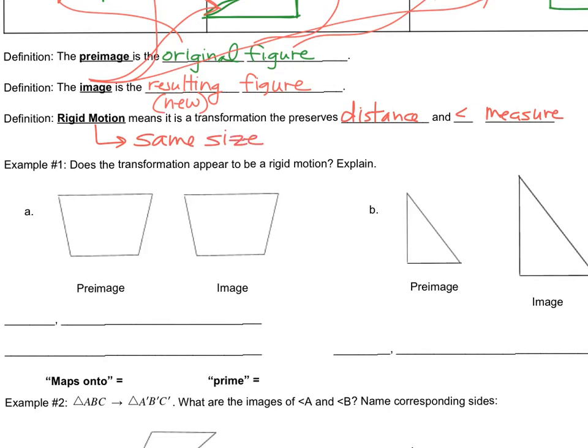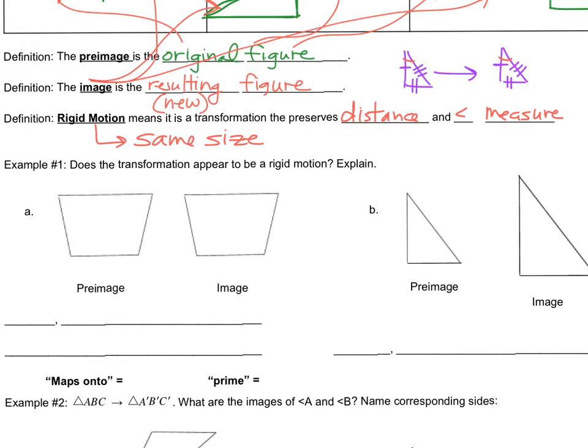So for instance, if I'm saying I started with this triangle, and then it became this triangle. If they're the same size, it is a rigid motion because the distance between these two points is the same as the distance between those two. The distance here is the same as the distance here, and the distance here is the same as the distance here, and then all of their angles are the same. So this angle is the same as that angle, and the other two sets of angles are also congruent. Okay, so if it preserves distance and angle measure, it is a rigid motion.